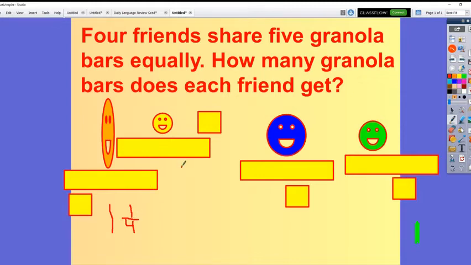Yellow guy, you also get 1 and 1/4. Blue, you get 1 and 1/4. And green, you get 1 and 1/4. And now everyone has the same amount. Phew! I am glad we were able to solve that problem, but there could be another way to solve that same problem and have a perfectly good result where everyone is happy. See if you can come up with another way to solve this problem.